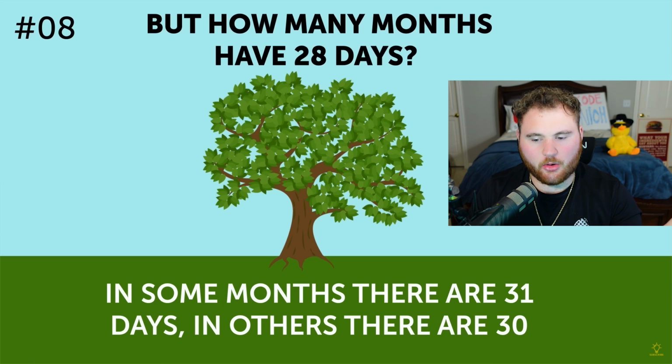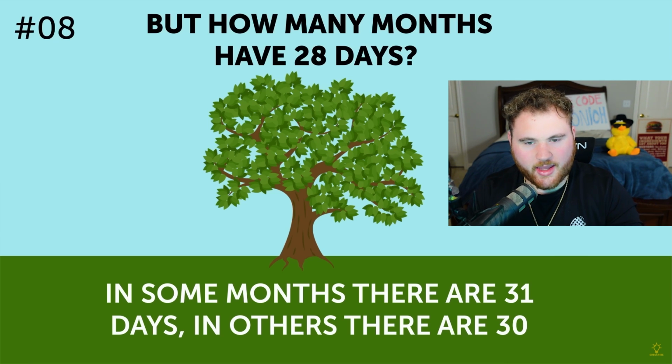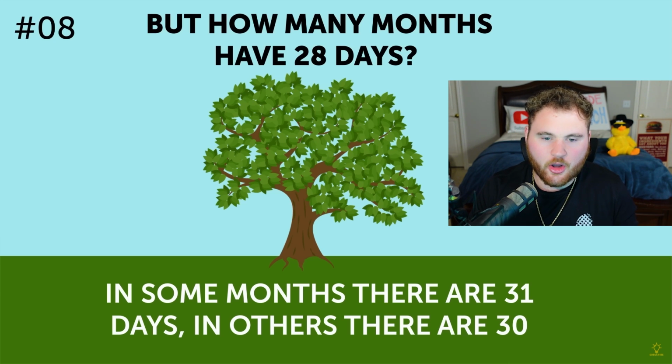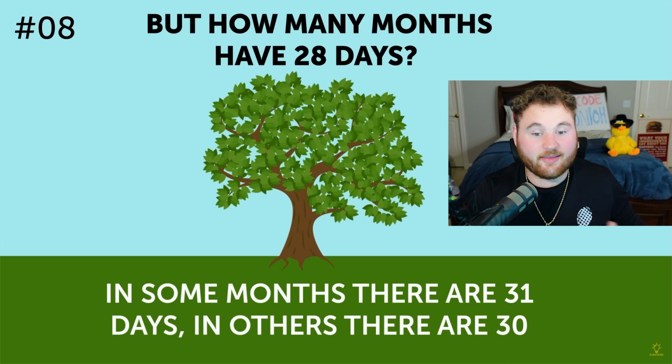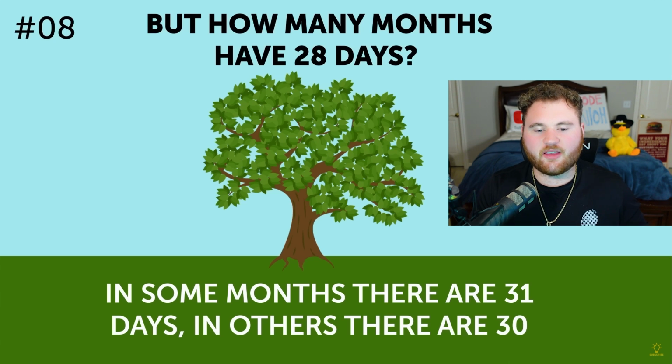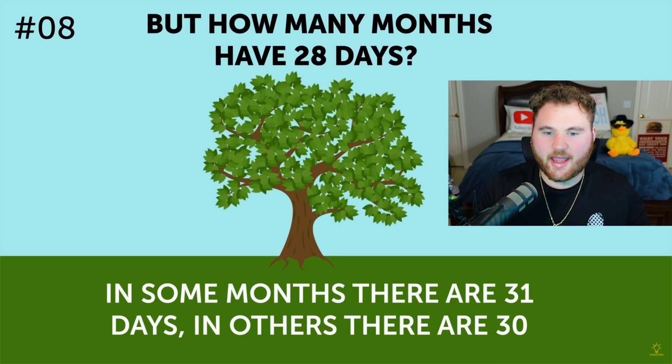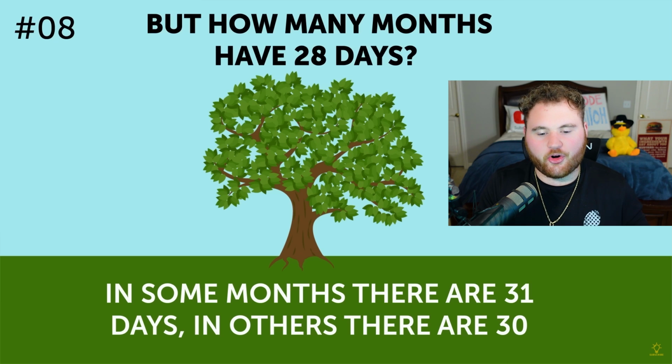The highest a month can go to is 31. So they all have 28 days. But are you asking me how many months specifically have 28 days, or how many months entirely have 28 days? Because if you're asking me how many months entirely have 28 days, then it's all 12. If there's up to 31 days in every month, then all of them have at least 28, including February.